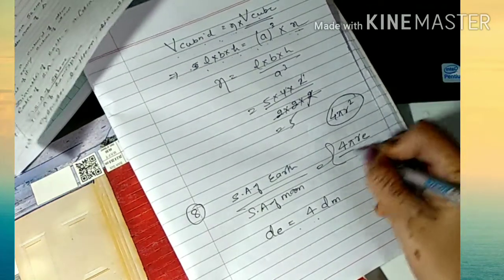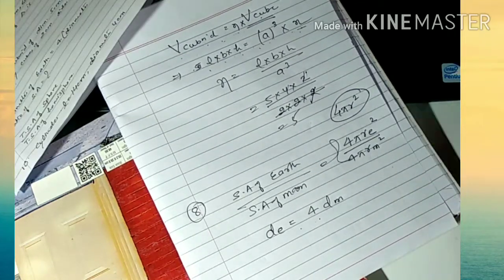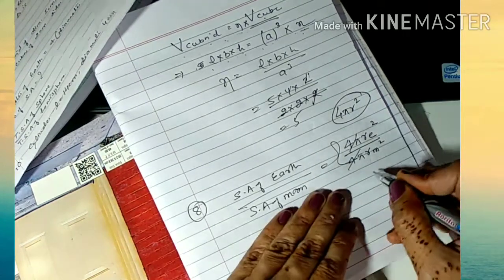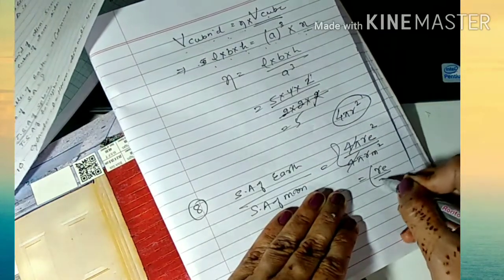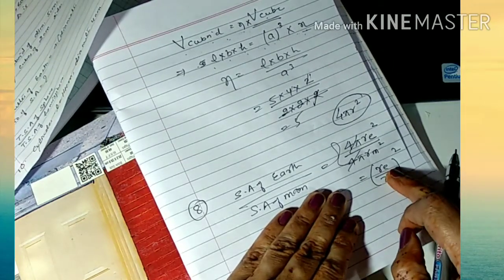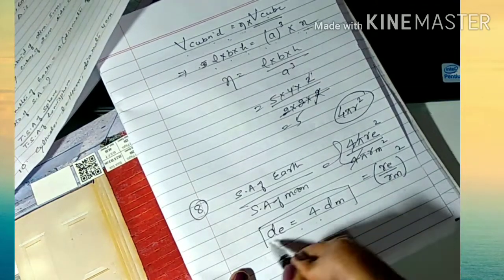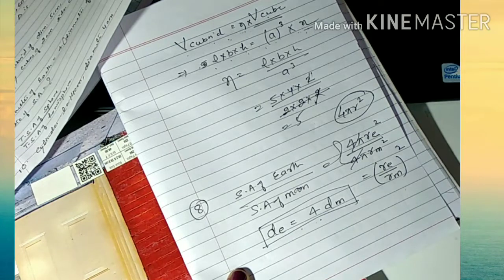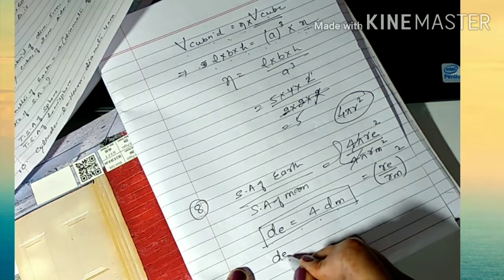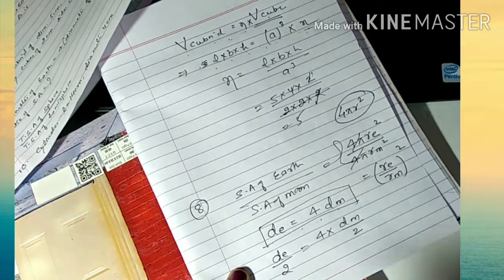To hamko kya lana hai? 4 pi r e square upon 4 pi r m square. And this 4 pi will cancel out. So what is the ratio of this? It will be r e upon r m whole square. Now what we need? We need the radius of the earth and radius of the moon. And what is given to us? Diameter of earth and diameter of the moon. So if we divide both of this by 2, to kya aayega? Diameter of earth by 2 is equal to 4 into diameter of moon by 2.